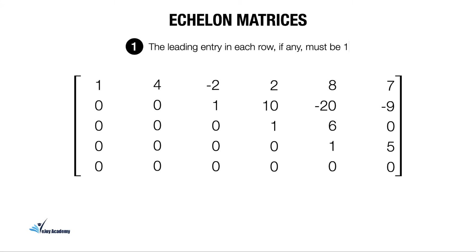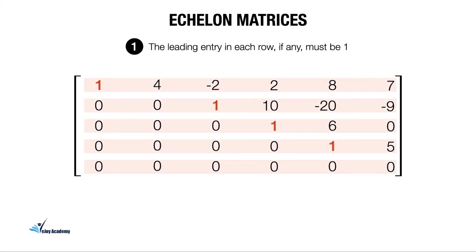First, the leading entry in each row, if it exists, must be 1. As you can see in this matrix, the leading entries in the first 4 rows are 1, and the last row in this matrix does not have a leading entry. So the last row is exempt from this condition.